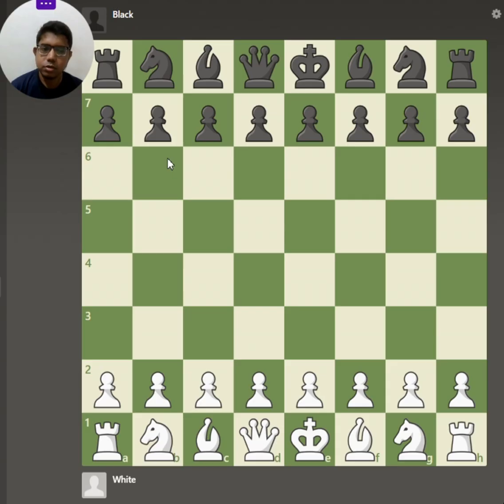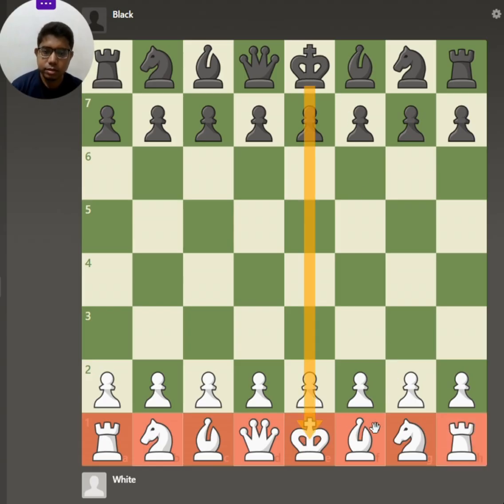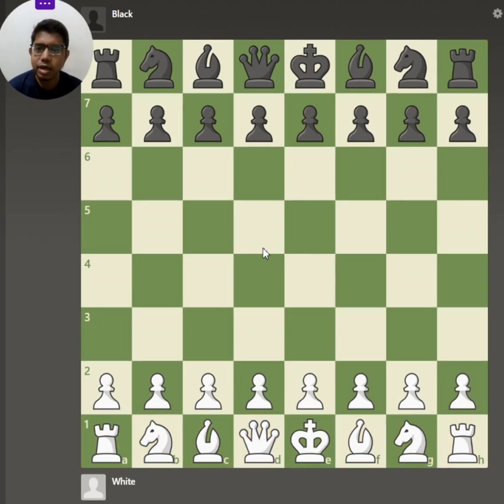And each column is called a file. There are eight files: A, B, C, D, E, F, G, H. So this is called E5. This is called F5, G5, and H5. You can understand now that each square has its own unique combination of a letter and a number. This is why this square is called D4, this square F6, this square C2, this square A3.